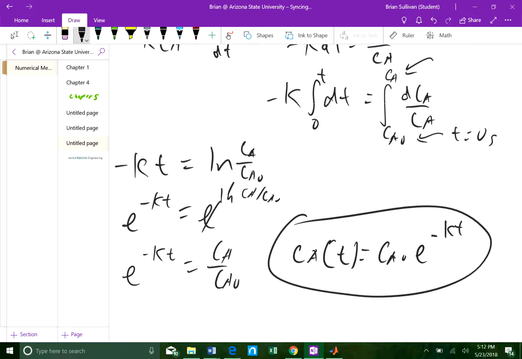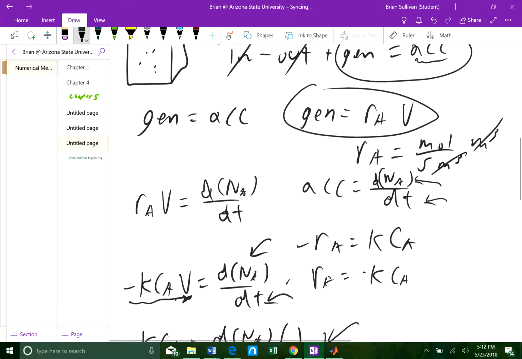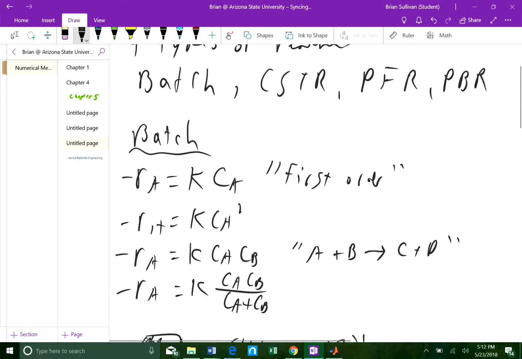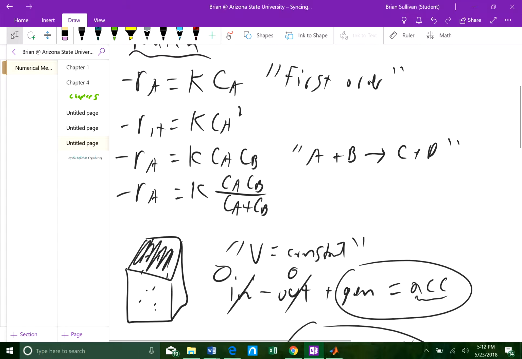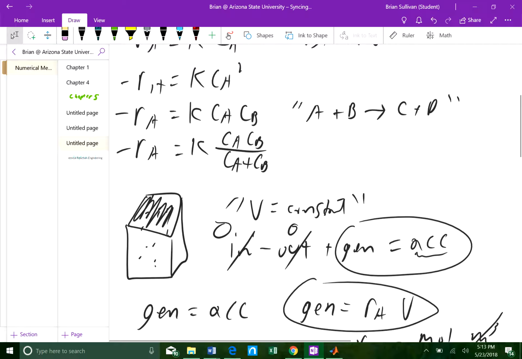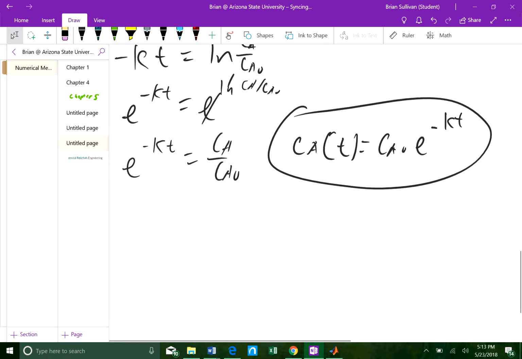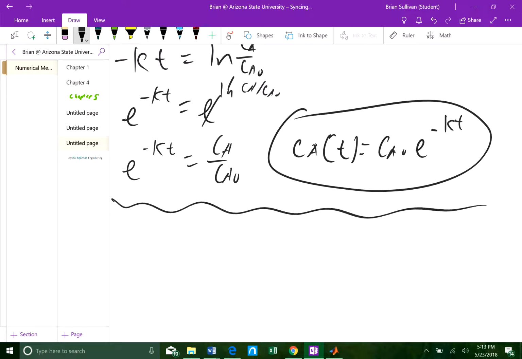They'll give you a time. They'll say, what's the concentration later on if you have an initial concentration of so and such. And this equation is going to change based on your RA. Now, we used first order. The calculus gets a little different when you do K CA squared, K CA CB, or K CA CB over CA plus CB. All those reaction rates can make this equation different, but the principle is the same on how you get it.